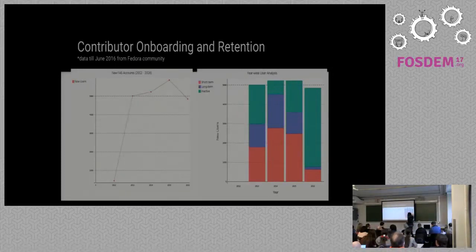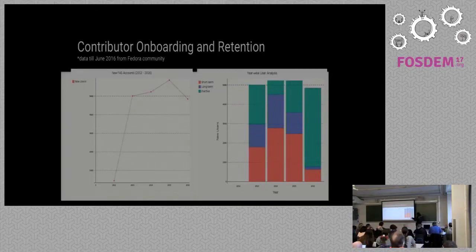This shows the number of new users who signed up for a FAS account in that year. In this graph, I have tried to analyze the users according to their contribution activity. Before I explain anything, I want you to remember that this data is only till June 2016 and not after that, because I haven't worked on pulling data after that yet, but I'm working on it.